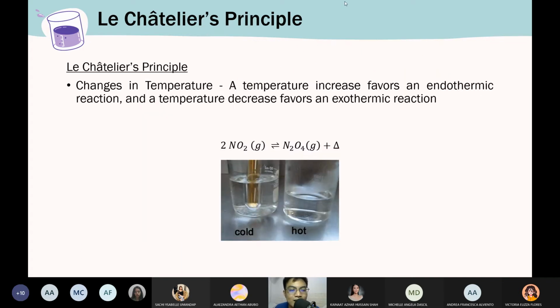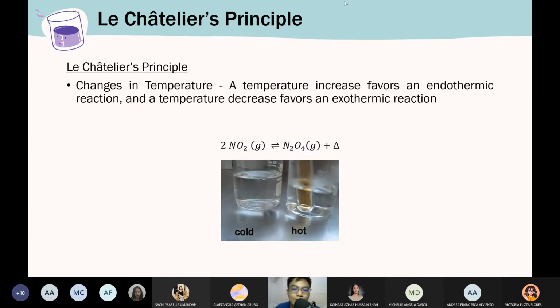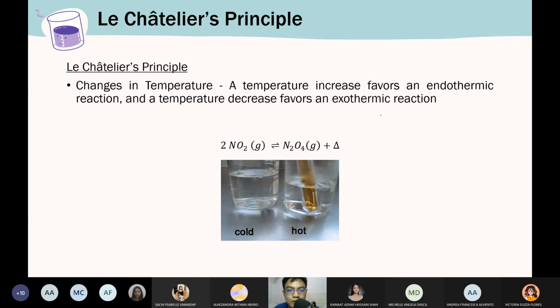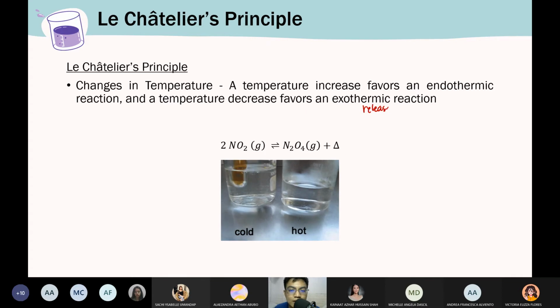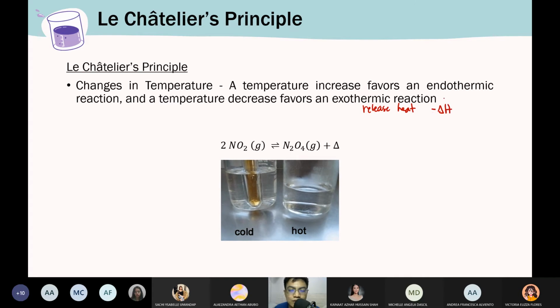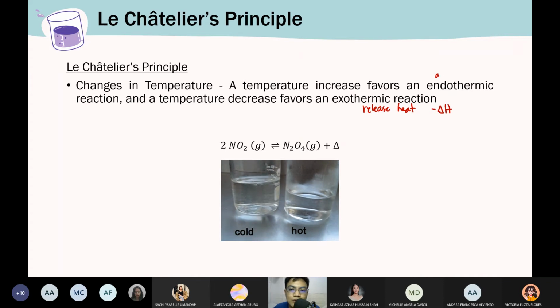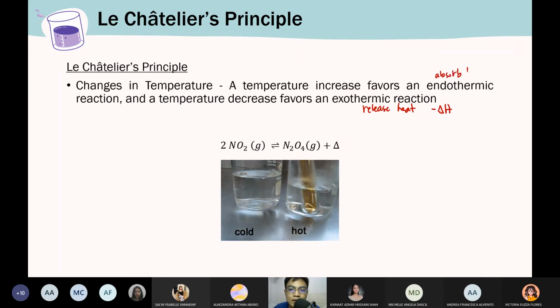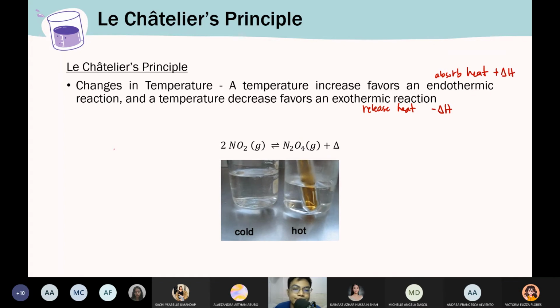Meron pa. Temperature. So kapag exothermic reaction, dalawa lang yan eh. Exothermic meaning magre-release ng heat, no? So negative yung kanyang delta H value. Delta H is the energy, the amount of heat. Pag endothermic, this is absorbed heat, okay? So positive yung delta H dyan.